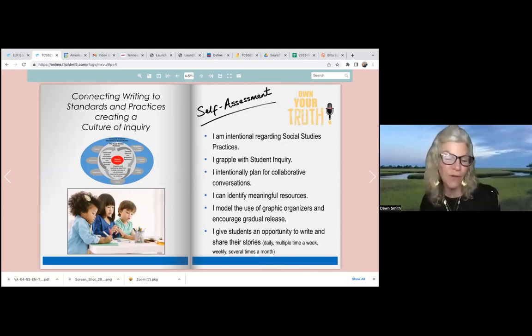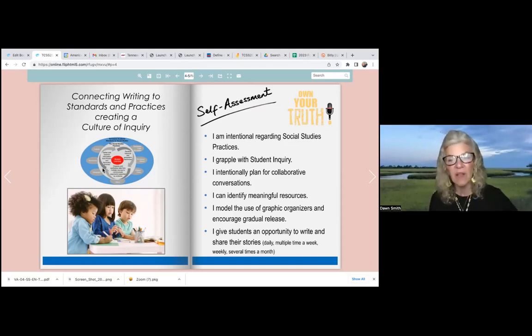Well, I would like for y'all to do just a little bit of a self-assessment, because some of the things that I kind of want to focus on are: are you intentionally regarding those social studies practices in your classrooms? Are you grappling with inquiry? Are you intentionally planning for collaborative conversations? Because those things don't just happen organically in kindergarten, first and second grade. You kind of have to plan for it.